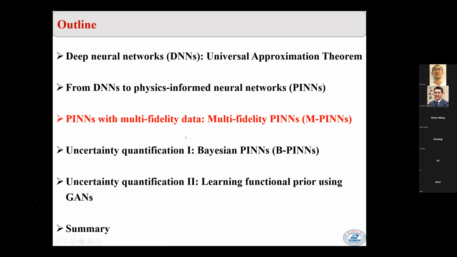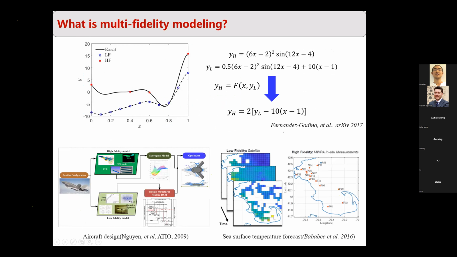Now we'll go to the multifidelity PINNs, with multifidelity data. So the first question is, what is multifidelity modeling? Say we would like to fit this function, the black solid line here, but we only have 4 high fidelity measurements for this function. If we just use these 4 measurements to fit this function, it's very difficult to resolve the details because we don't have enough information.